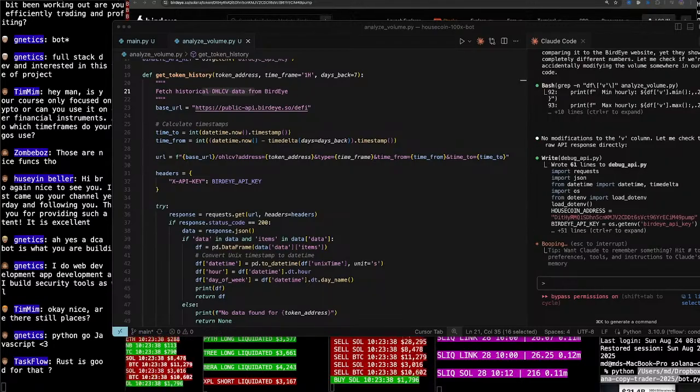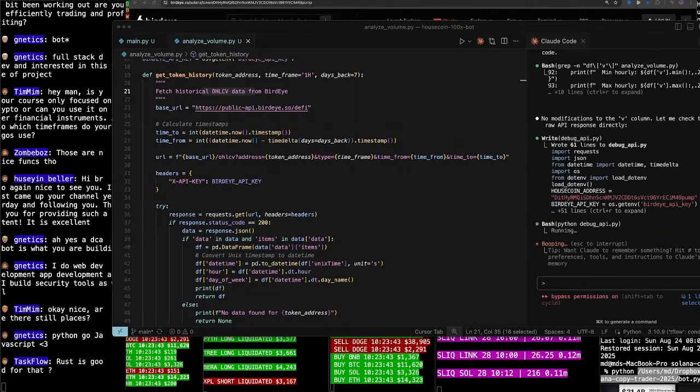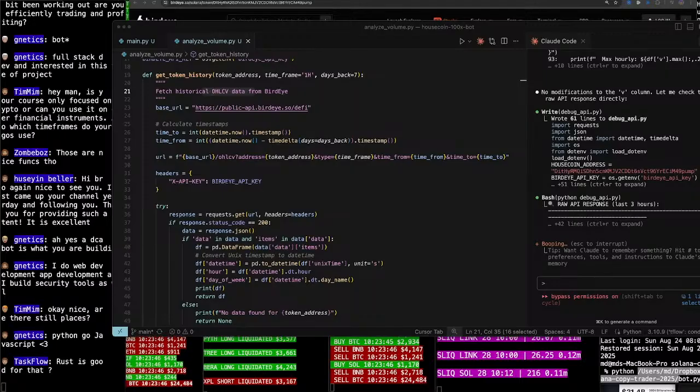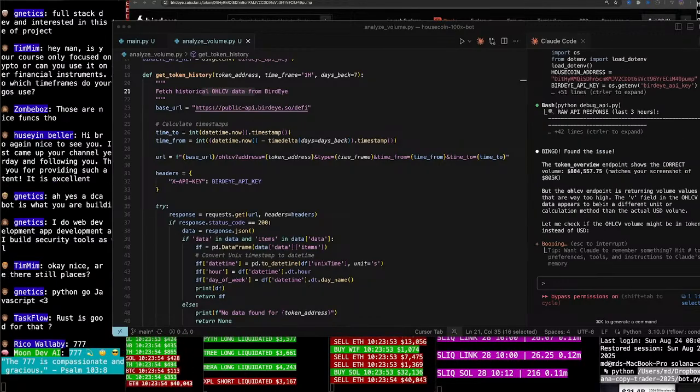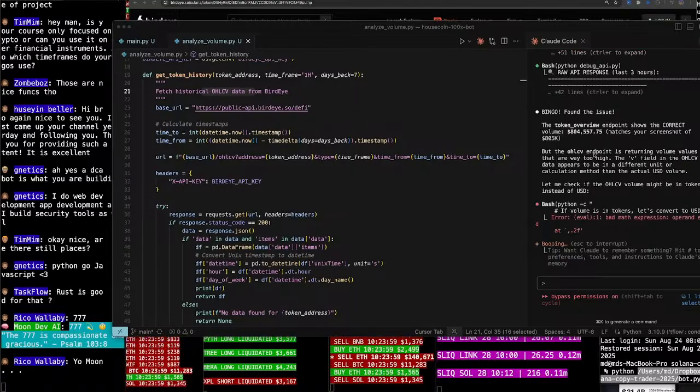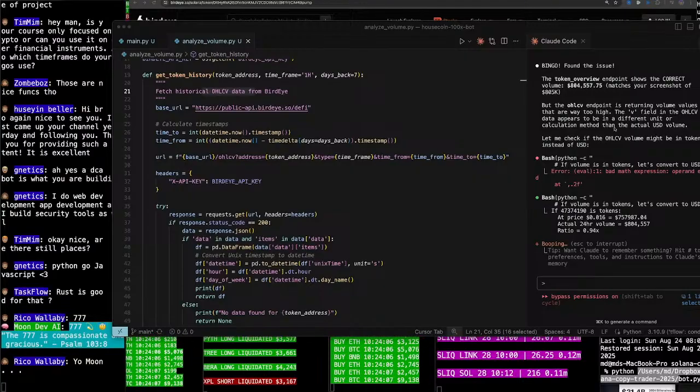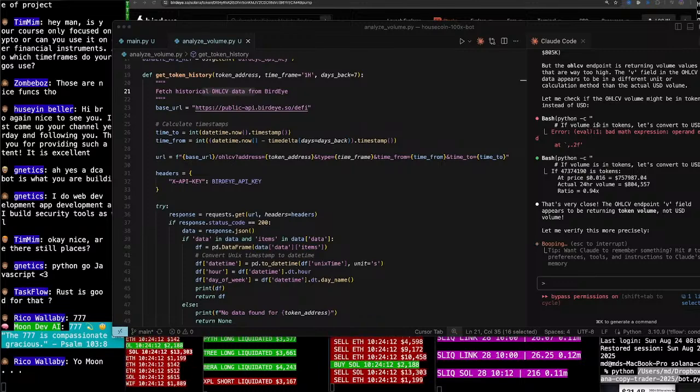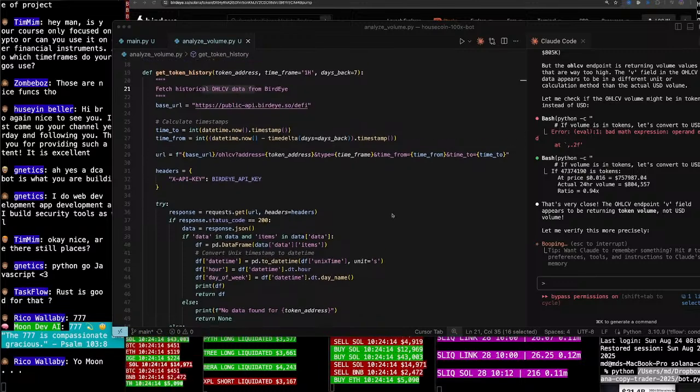Website. I don't think we are. Doesn't look like it, at least. The token overview endpoint shows the correct volume, 804K, matches your screenshot. But the open, high, low, close volume endpoint is returning volume values that are way too high. The V field in the OHLCV data appears to be in a different unit or calculation method rather than USD.